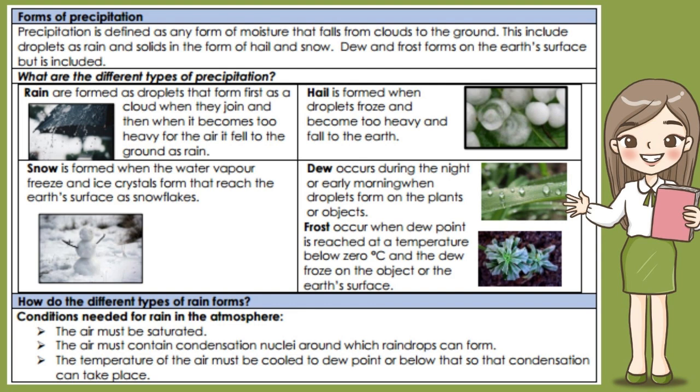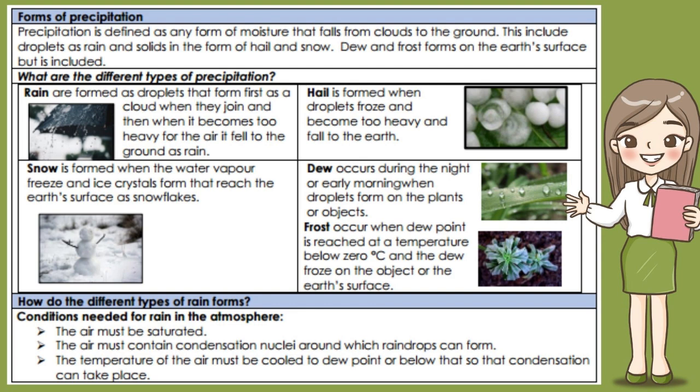Dew occurs during the night or early morning when droplets form on the plants or objects. Frost occurs when dew point is reached at a temperature below 0 degrees C and the dew freezes on the object or the Earth's surface.